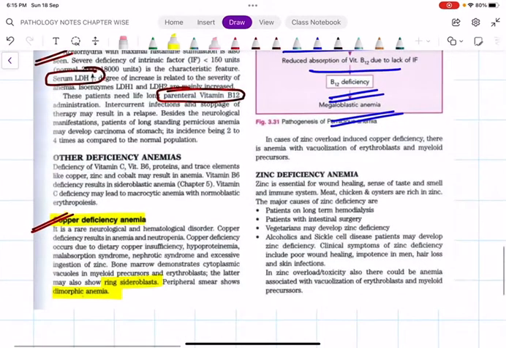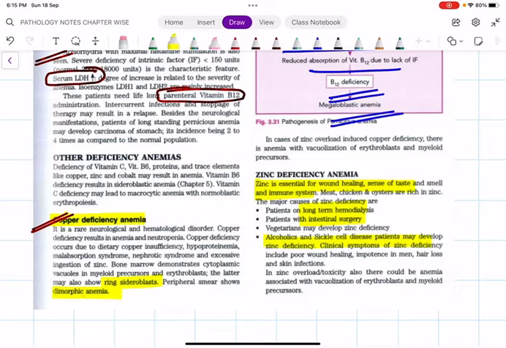Then we have zinc deficiency anemia. As you all know, zinc is essential for wound healing, sense of taste and smell, and zinc plays a very important role in boosting our immune response. The major causes of zinc deficiency are long-term hemodialysis, intestinal surgery, and even alcoholics and sickle cell disease patients may also develop zinc deficiency.